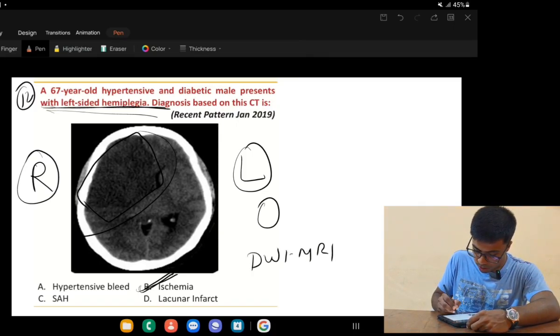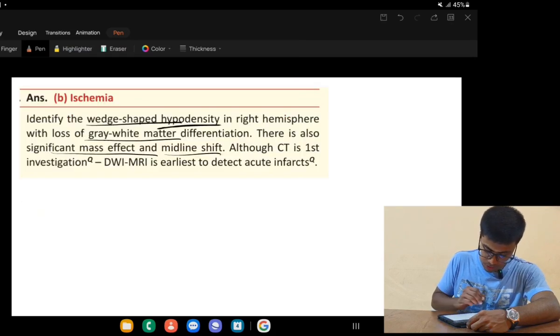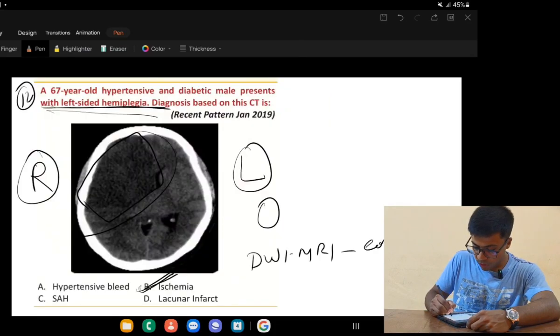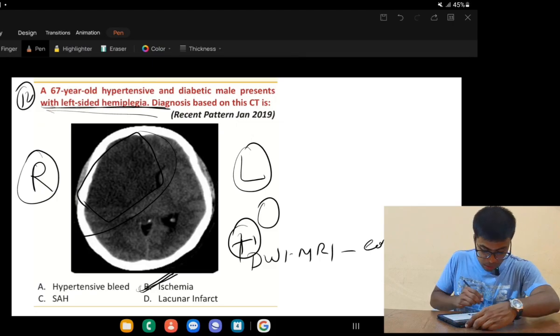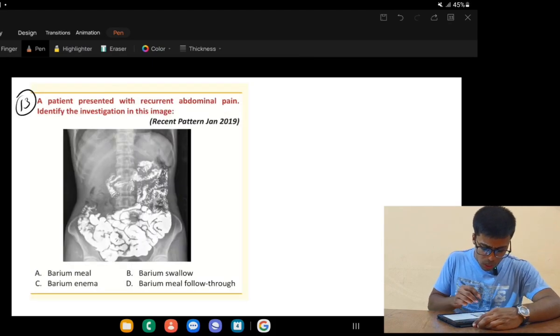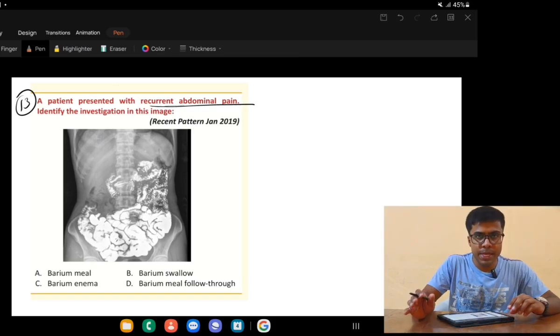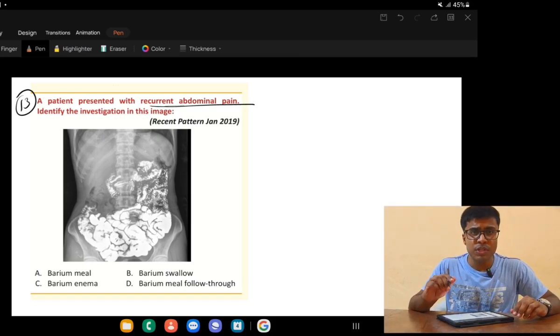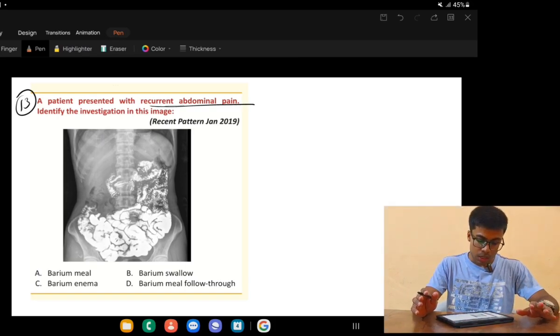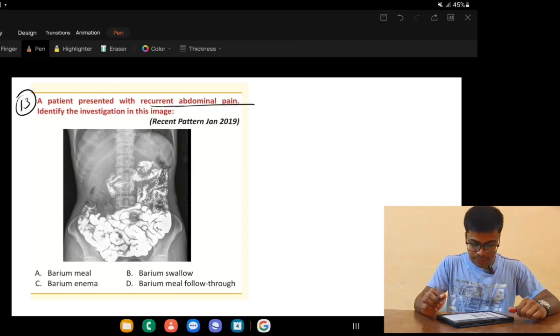DWMRI is the best investigation, the earliest to detect. So one more question we have added. Next, a patient presented with recurrent abdominal pain. Recurrent abdominal pain is there. So identify the investigation of this image. So what is this?